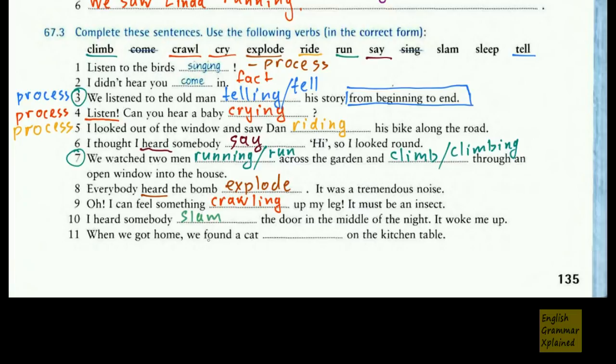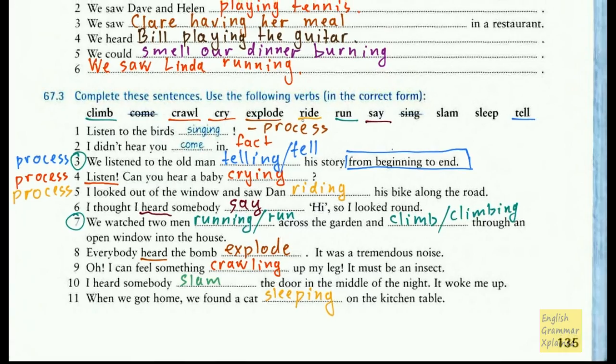And number 11, last but not least, when we got home, we found a cat sleeping on the kitchen table. Here is a typical process. The cat was sleeping. That was the process, that was long action, and we saw only part of it. So I use present participle. Well, to my opinion, that was the most interesting exercise of all the 3.